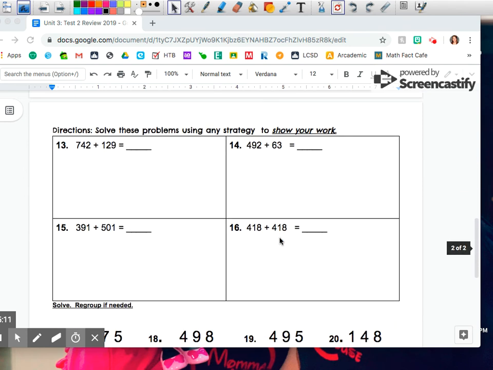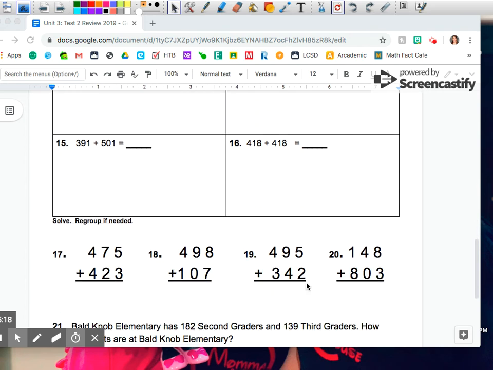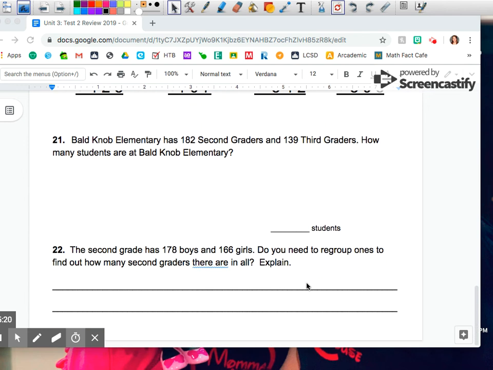Underneath that, they had some addition problems that they could use any strategy to solve. Below that, they had some standard algorithm. And then the review ended with 2 word problems. So number 21, and I reminded them to use our BITE strategy. Bald Knob Elementary has 182 second graders and 139 third graders. How many students are at Bald Knob Elementary?